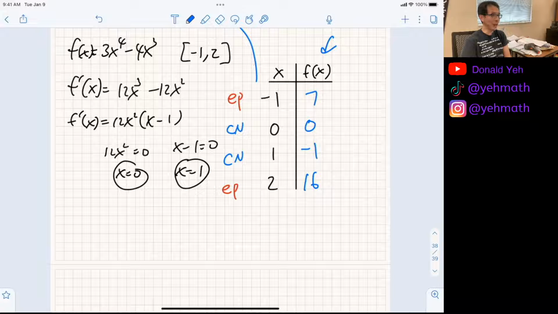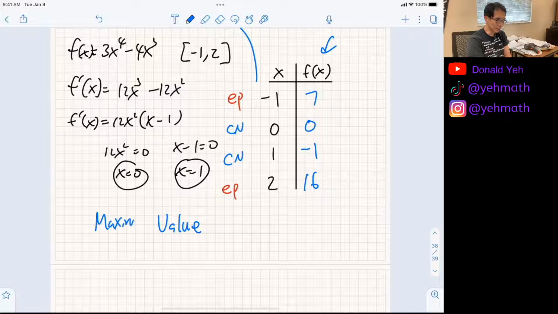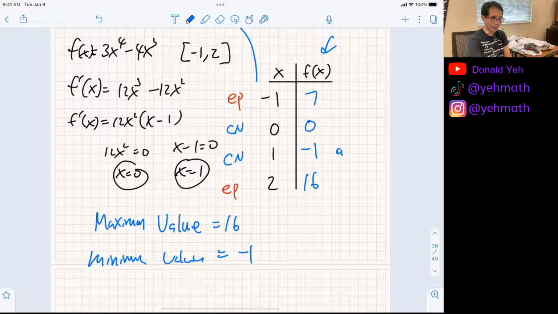So where is the maximum value at? Okay, be careful how I answer this question. Whenever I say value on the AP exam, it's not where the x is. It's the output. It's 16. So the maximum value is 16. The minimum value is what? -1, thank you. So this is the absolute min, and this is the absolute max. It happened on both: one's on a critical number, one's on an endpoint. It's not always the critical number.